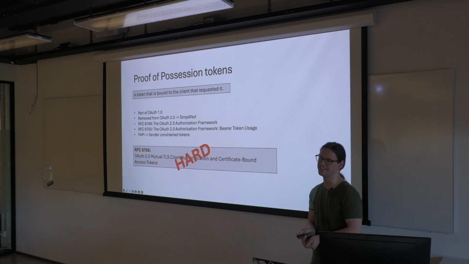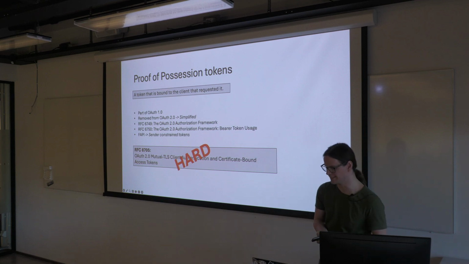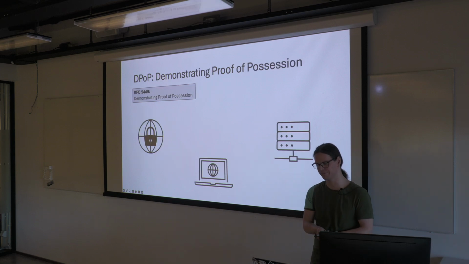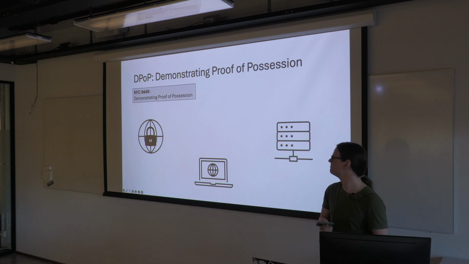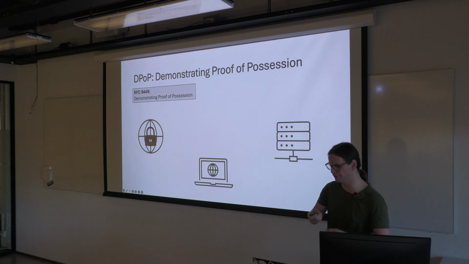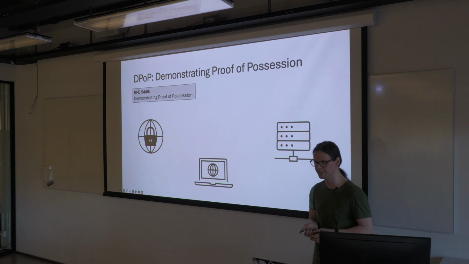But luckily last year we finally got something that is easier. So DPoP, demonstrating proof of possession, specified in RFC 9449. The full name of it is demonstrating proof of possession in the application layer. So in other words, we have moved the whole thing up to the application layer. So let's take a quick look at how it works.